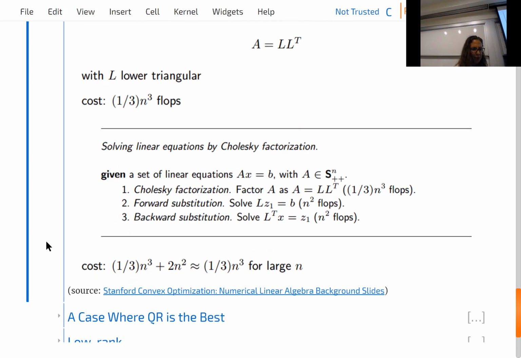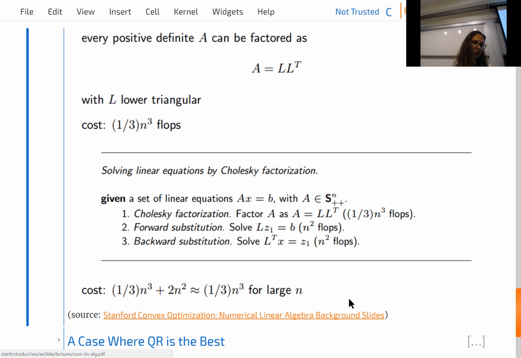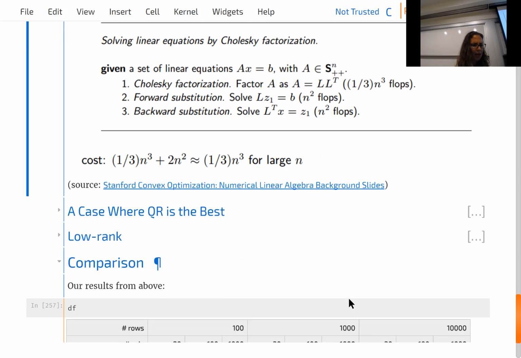I found these from slides. This was from the convex optimization course I linked to a few notebooks ago. They had a numerical linear algebra background lesson. And this is just showing why Cholesky's fast.